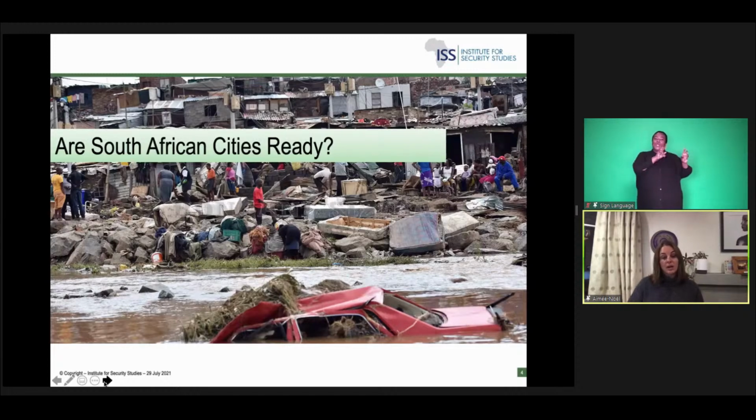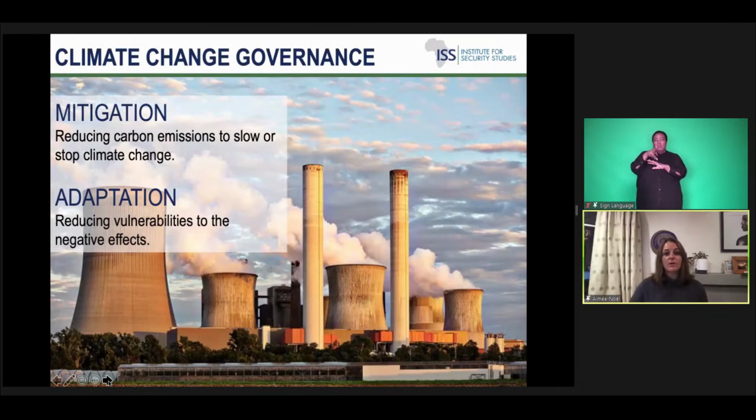The most vulnerable countries and regions aren't necessarily the ones with the geographical vulnerabilities. It's areas that don't have the institutional capacity to respond. So an area that's heavily affected by environmental impacts that has strong governance and adaptation planning will suffer less, at lower costs, than areas that don't. When we talk about climate change governance, we divide it generally into mitigation, which is reducing carbon emissions to slow or stop climate change, and adaptation, which is reducing the vulnerabilities to the negative effects.